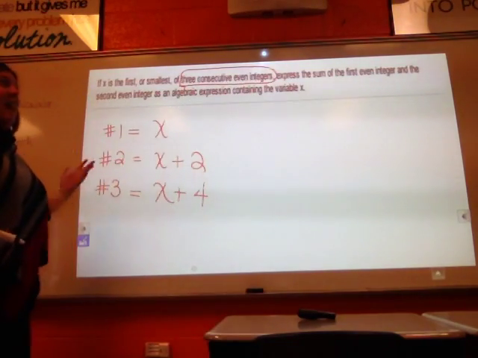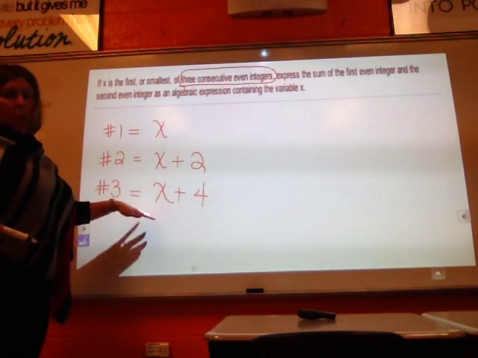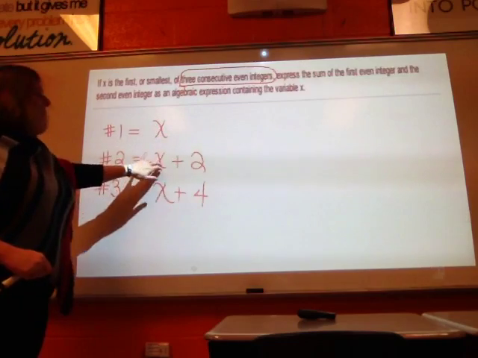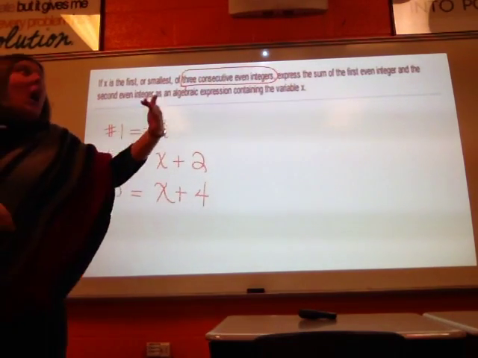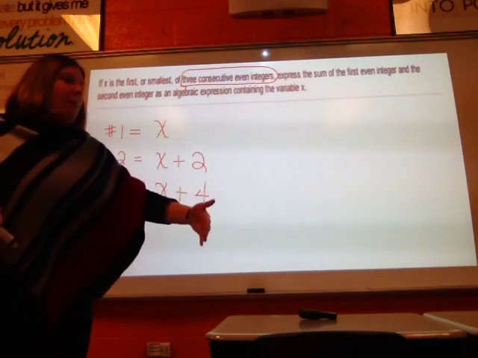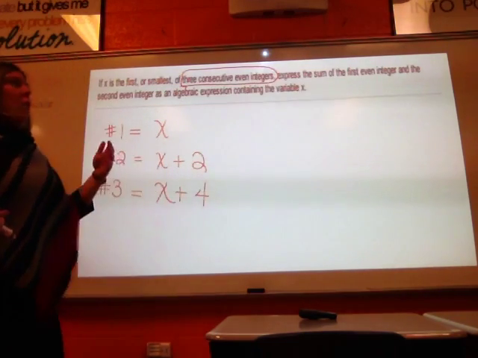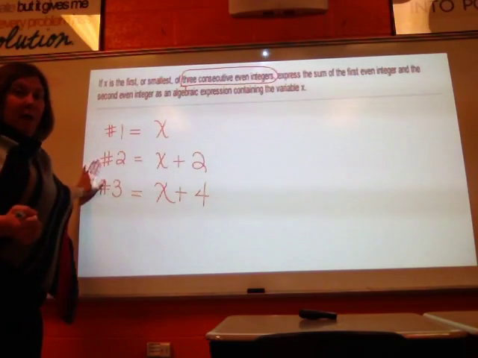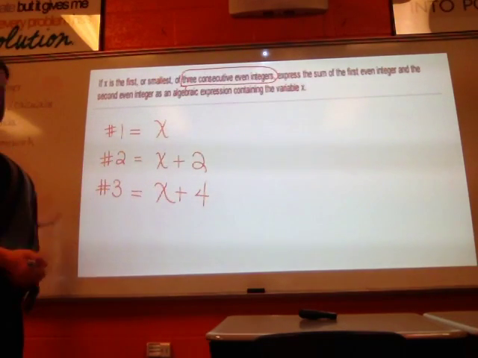Now, if it was just consecutive integers, it would be x, x plus 1, x plus 2. Even if it's odd integers, it's still x, x plus 2, and x plus 4, because to get to the next odd integer, if I start at 3, I've got to skip 4, get to 5. So I still have to add 2. All right, so that's how I get my consecutive numbers. Now, let's continue to read.